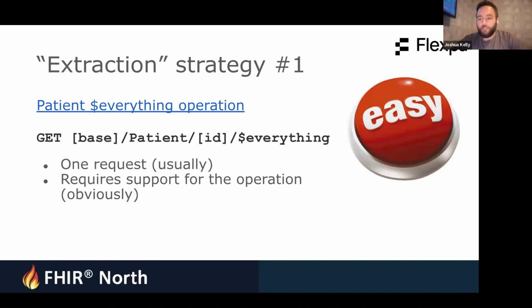So our first strategy is the easy one. Thankfully, FHIR has a patient everything operation. Pretty simple and straightforward. We can make one GET request to the base FHIR URL /patient, their ID, and then we use the $ to connote an operation, and we use the operation called everything. This is easy. We got a big easy button here for a reason. It's one request, usually. We might have to paginate the results, but usually it's just one request.